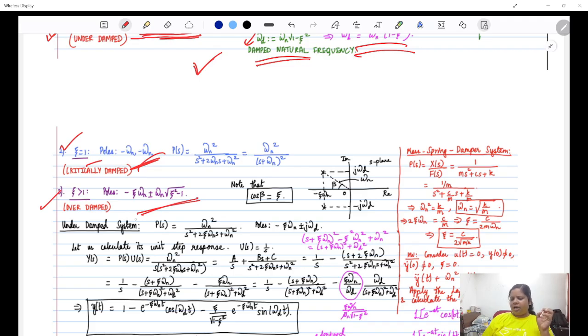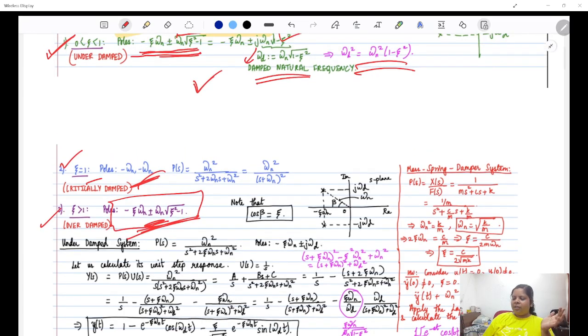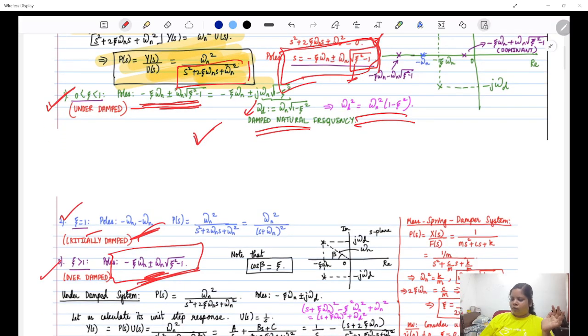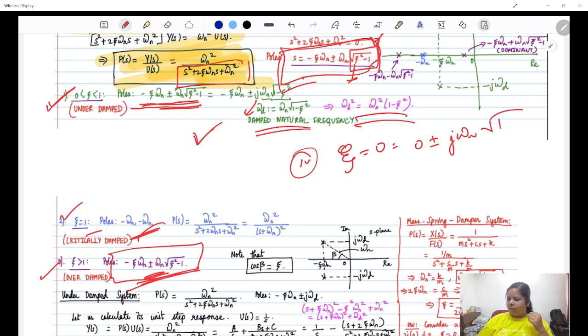You can see the poles are of this nature and there is no j term coming out because zeta is greater than 1. One of the other cases is also there. The fourth case which I am writing is zeta equal to 0. What would happen if zeta is equal to 0? It would be 0 plus minus j omega n under root 1 minus zeta square, and zeta is 0, so it would be 1 only. So your poles would be plus minus j omega n.